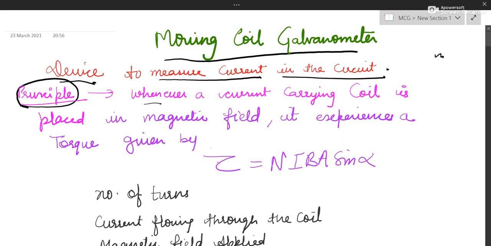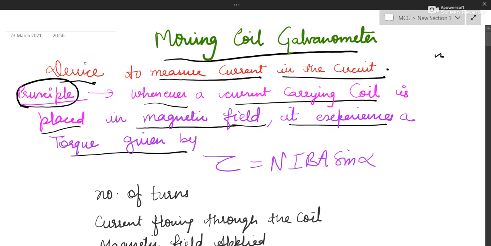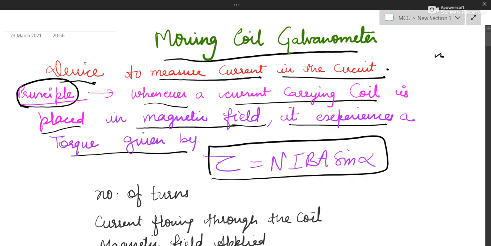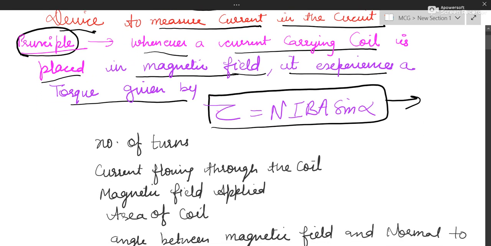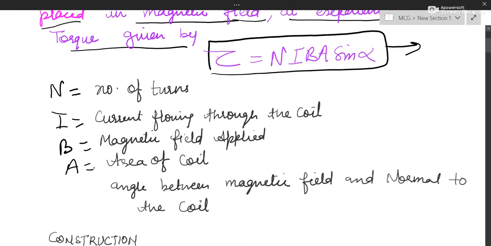Principle is whenever a current carrying coil is placed in magnetic field, it experiences a torque given by torque is equal to NIBA sin alpha. So whenever a current carrying coil is placed in magnetic field, it experiences a torque given by this formula. Then you have to tell about all the symbols used. N for number of turns, I for current flowing, B for magnetic field, and A for area of the coil.